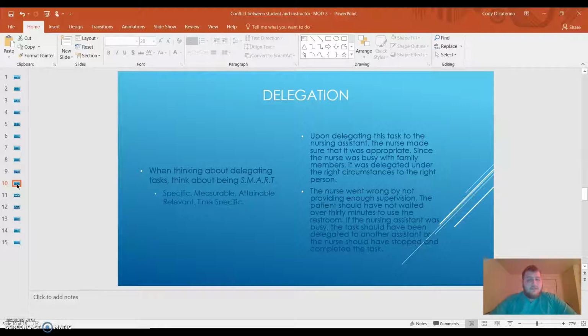And this can happen on the floor on a daily basis because everybody is just so busy sometimes. The patient should not have waited over 30 minutes to use the restroom. If the nursing assistant was that busy, the task should have been delegated to another assistant, or the nurse should have stopped and completed the task.